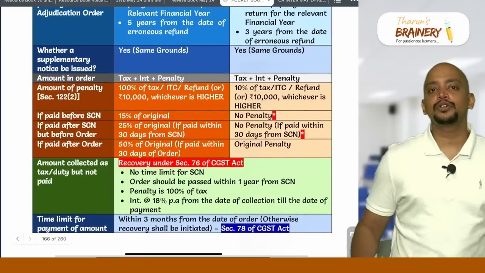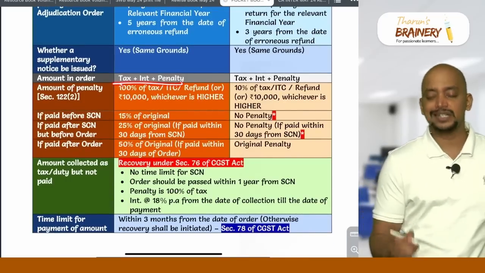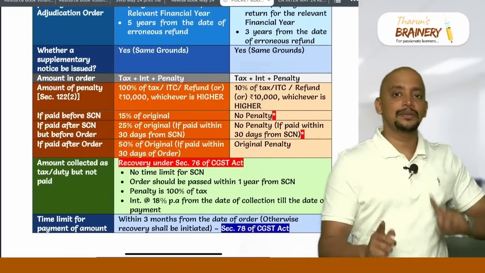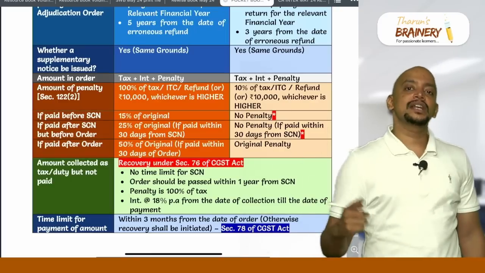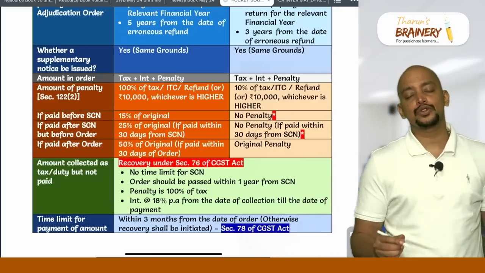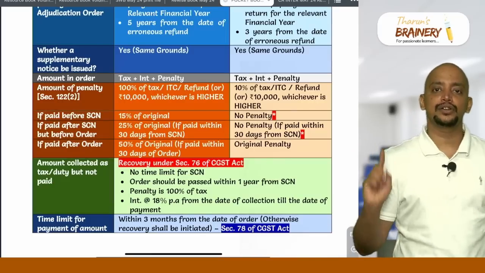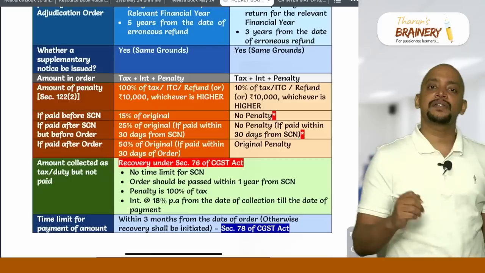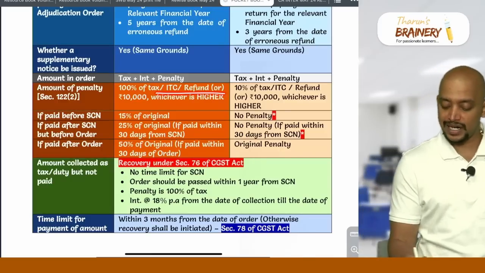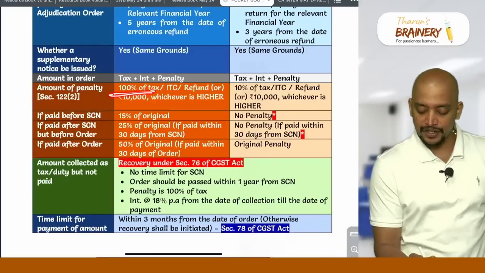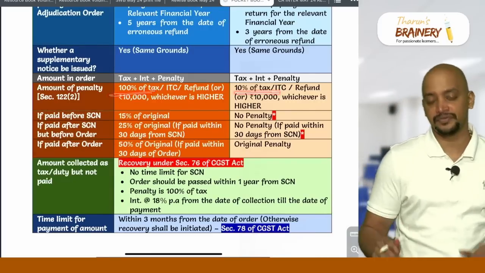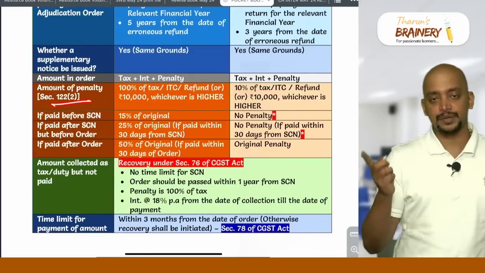And what should be the amount mentioned in the order? The amount mentioned in the order is TIP, tax, interest and penalty. And what is a penalty? 122 subsection 2 penalty. So in case of 73, the penalty will be 10,000 rupees or 10% of the tax or ITC or refund, whichever is higher. Whereas in case of 74, it will be 10,000 rupees or 100% of the tax or ITC or refund, whichever is higher. So 100% of tax here, whereas it is 10% of tax there, that's the difference. And this is penalty under 122 subsection 2.